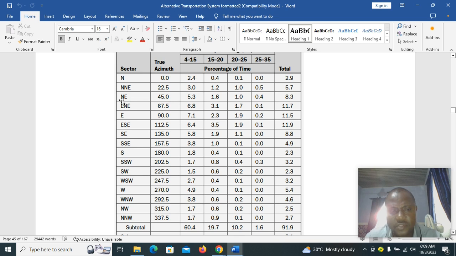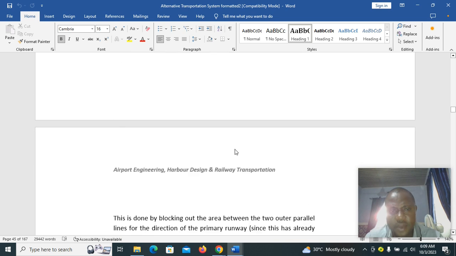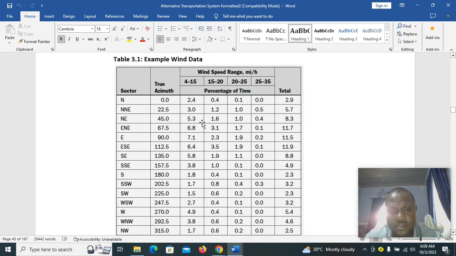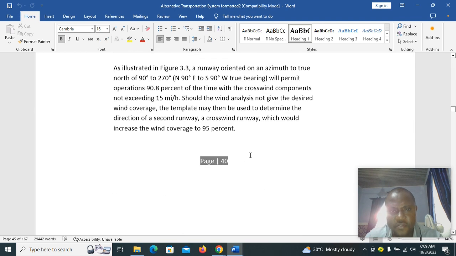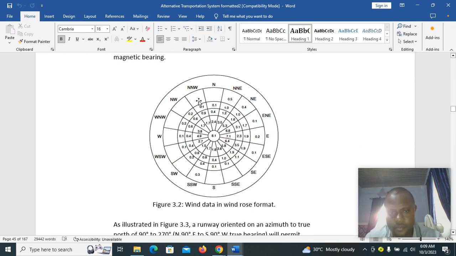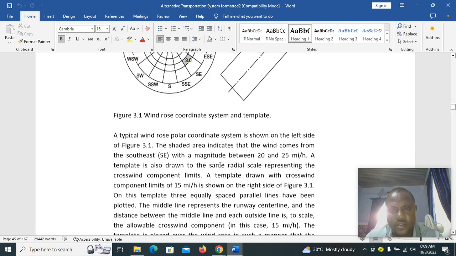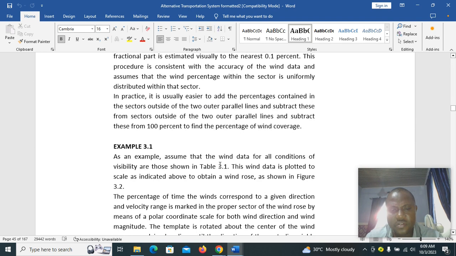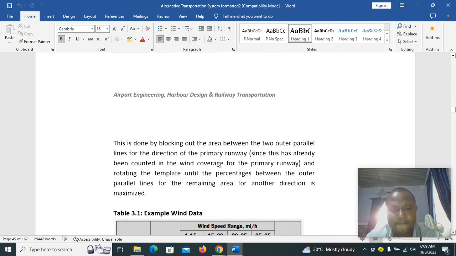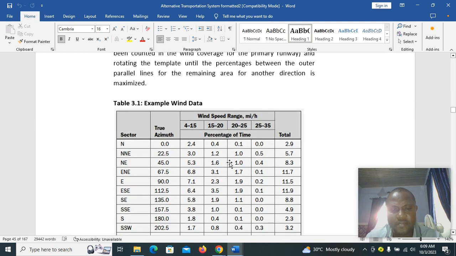For the northeast, you go back, you can see northeast has 5.3, 1.6, 1.0, 0.4. So when we go back there, see the northeast 5.3. In the second case, the time it blows is 1.6. This one is 1.0. This one is 0.4. So the time at which the wind blows on the table, the percentage time is all given there.